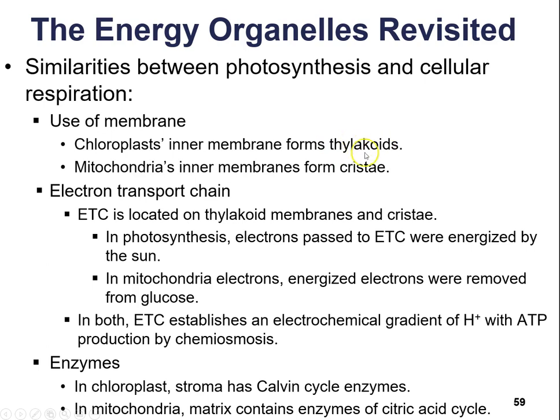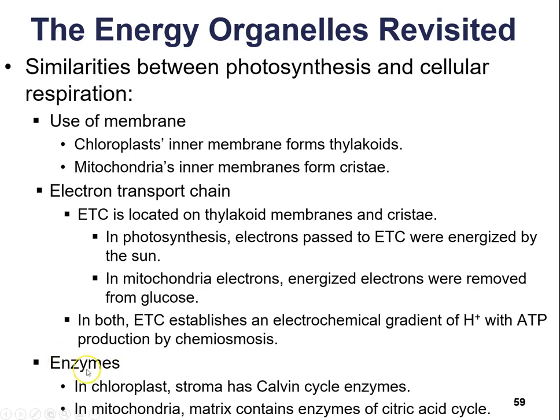Use of the membrane: the inner membrane forms the thylakoids in the chloroplast. That's where the electron transport chain sits. The mitochondria's inner membrane forms the cristae, and that's again where the electron transport chain sits. So that's what this is saying here. These are things I reminded you of.